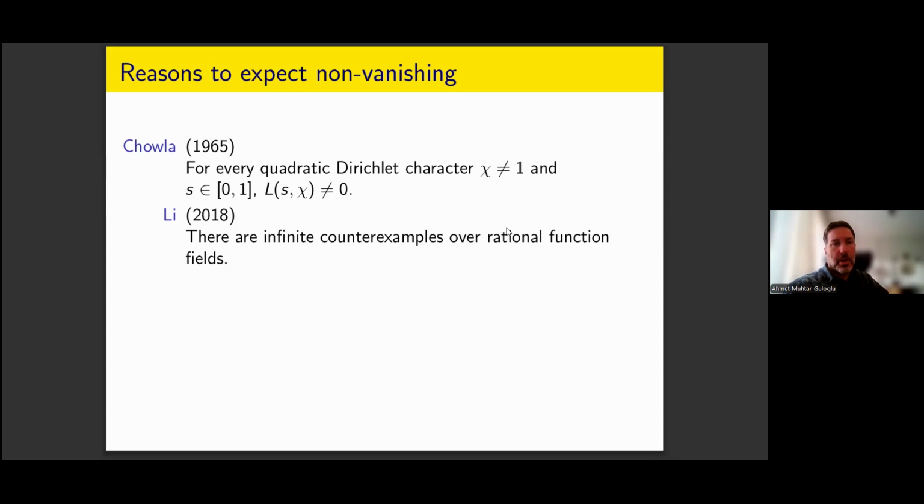Okay. However, there is a result due to Lee, which says the opposite. It says that Chowla's conjecture is false if you look at L-functions over rational function fields, and there are an infinite number of examples. However, the number of counterexamples compared to the whole size of the family is negligible.